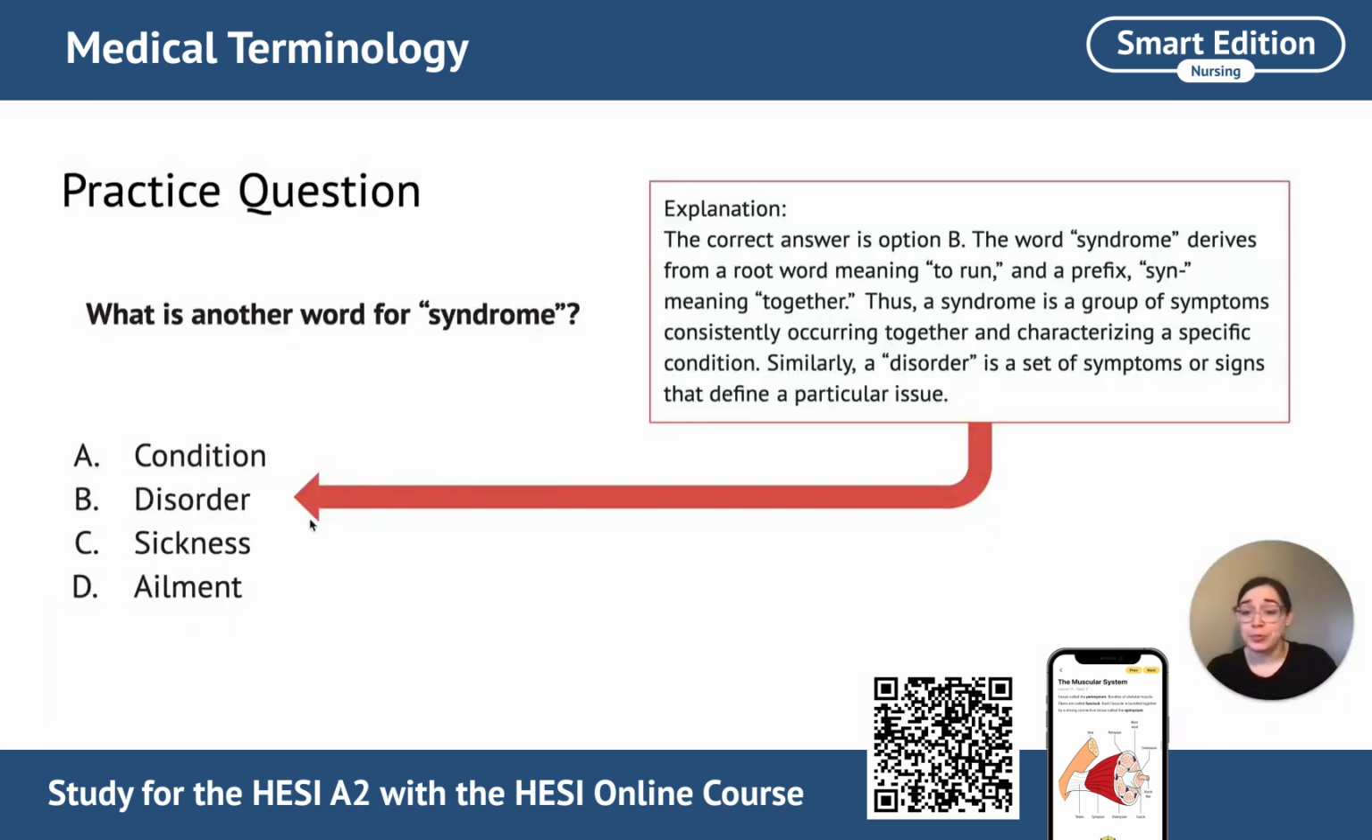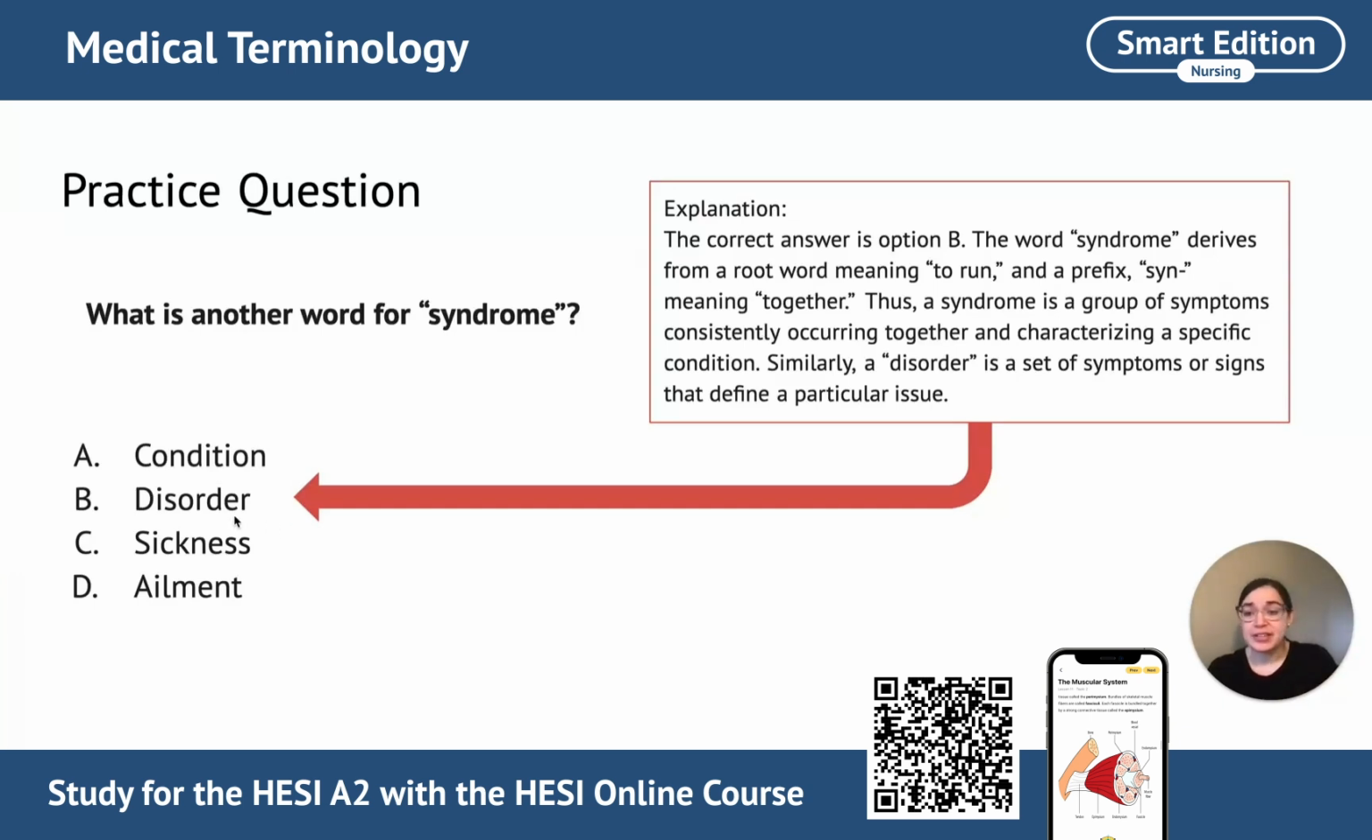Similarly, the word disorder is a set of symptoms or signs that define a particular issue. So again, talking about a cluster of signs or symptoms that indicate that a patient has a specific condition. For example, bipolar disorder or anxiety disorder would be examples that we could give. So you can see how those two words are very closely related.